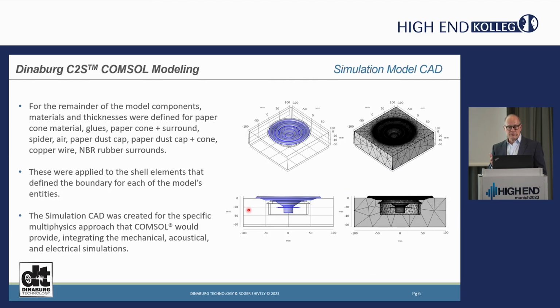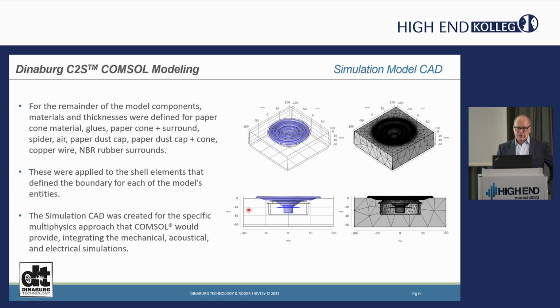And from that, the remainder of the modeling components and materials and thickness were defined for paper, cone material, and then glues, paper, cone, surround, spider, air, paper, dust cap and cone, copper, and then for the surrounds it was an NBR rubber surround. So those were actual material properties as opposed to a lumped parameter. So with COMSOL Multiphysics, you can either use a lumped parameter model or you can use a full three-dimensional material model. And so in the case of this, it's a magnetic model added on to a mechanical model, which then gives you acoustic radiation.